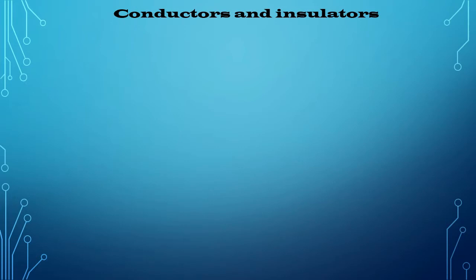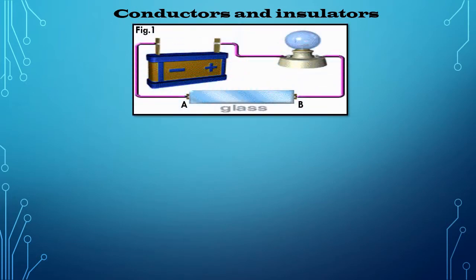To understand the conductors and insulators better, let us do one activity. Make connections as shown in figure 1. Now, connect a copper wire between point A and point B. Now, on switching on, you will see that the bulb is glowing. So, we can conclude that current can flow through copper.